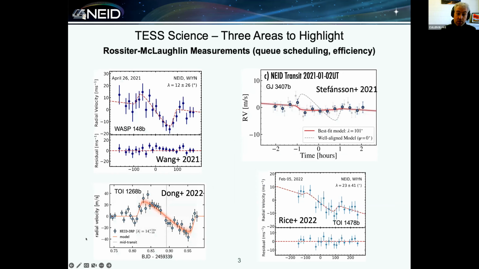I wanted to highlight 3 specific areas where NEID is already being used for TESS science. The first is Rossiter-McLaughlin measurements. Because NEID is queue scheduled and it's very efficient, it's a very good facility for these types of measurements. I wanted to show just 4 already published examples: WASP-148, GJ 3407, as well as 2 TOIs, 1268 and 1478. So we look forward to seeing a lot more exciting Rossiter effect science coming out of NEID.